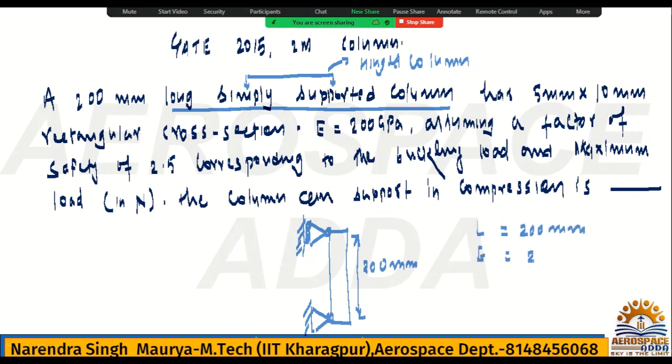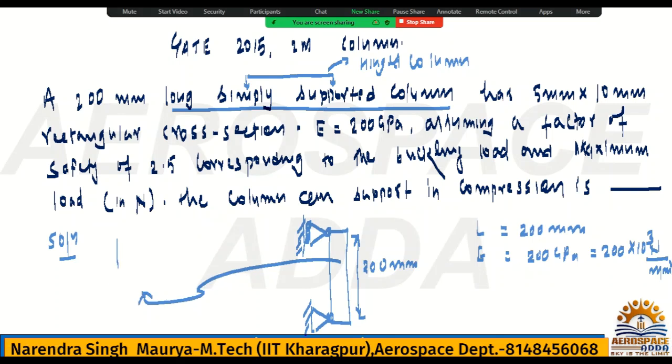E they have given 200 gigapascal, or you can write 200 into 10 to the power 3 Newton per mm square. I have explained how to convert this unit. Okay, we are solving this problem. And for this column they have given the dimension. The cross section is 5 mm cross 10 mm, and length they have given 200 mm.